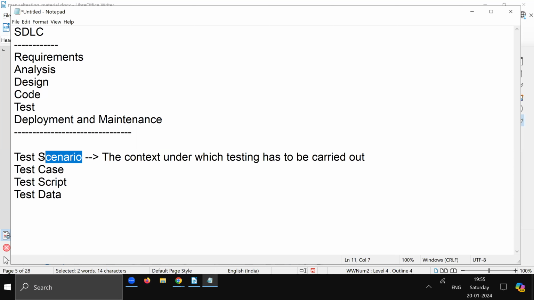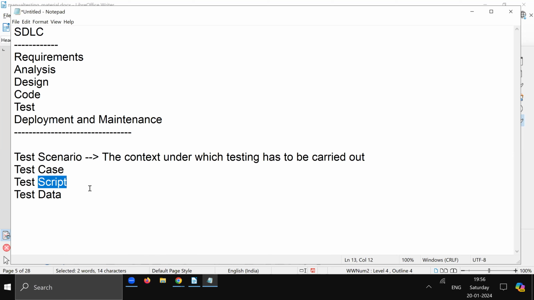Test scenario tells under which context you are doing that testing. Test case tells what is to be tested. Then what is test script? Test script tells how it is to be tested. So test case means what is to be tested. Test script means how it is to be tested.